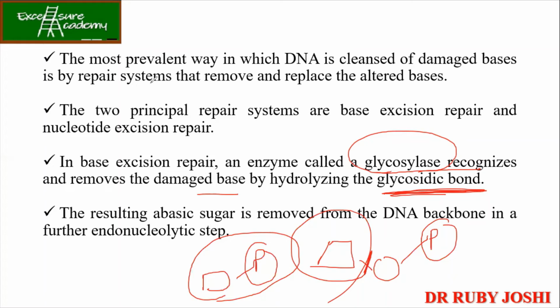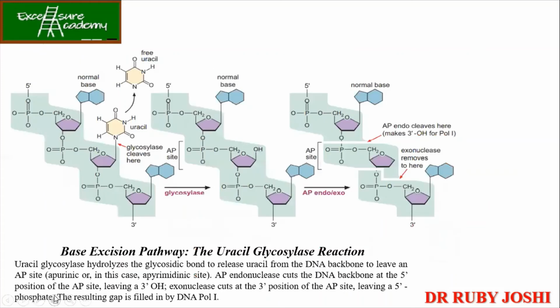Okay. Now let's see in detail. Look at the figure over here. Just try to understand. आपको ये structure याद करने की जरूरत नहीं है. So this is an example of uracil glycosylase reaction. We'll go slowly so that you don't miss it. This is your backbone, which is shown. Now, can you see that in the DNA backbone, by mistake, uracil is present?